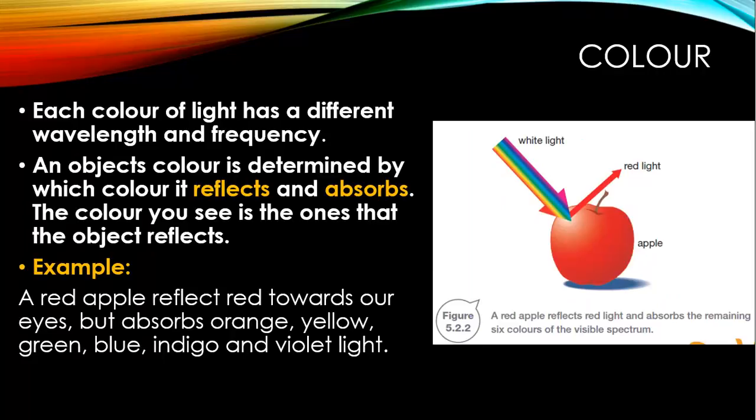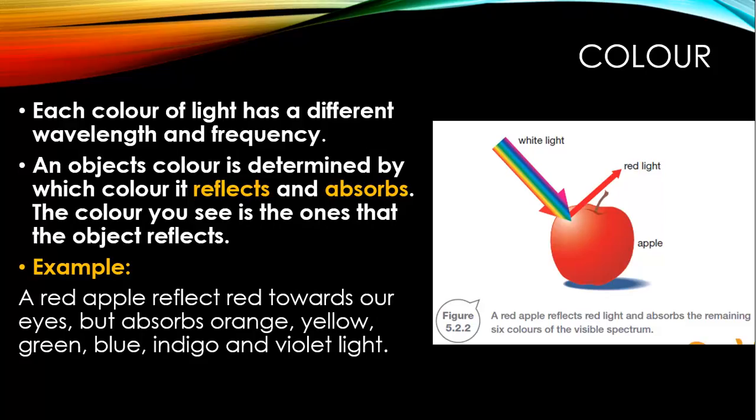Each color of light has a different wavelength and frequency, like sound waves have different wavelengths and frequencies, so does light. An object's color is determined by which color it reflects and absorbs. This is a really important point to understand. The color you see is the one that the object reflects. So if we look at this example of the red apple, the apple is red because it absorbs every other light but reflects red. So the red apple reflects red towards our eyes but absorbs orange, yellow, blue, indigo, and violet. So every other color it absorbs except red. That's why we see it as red.